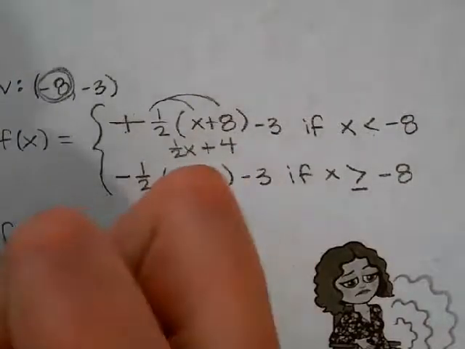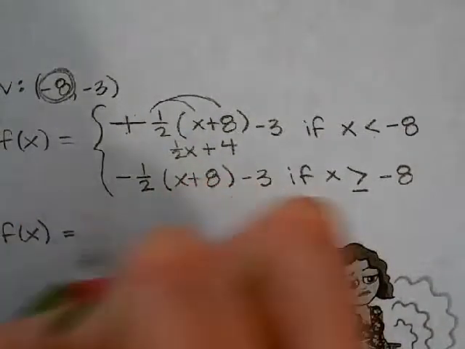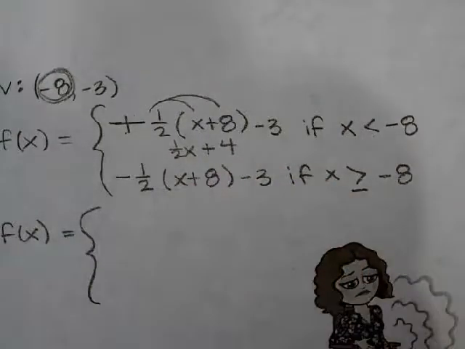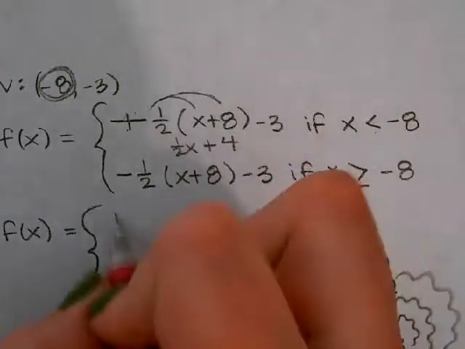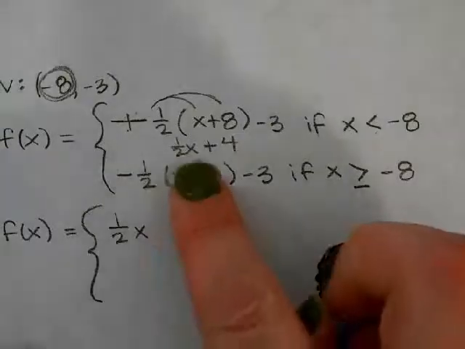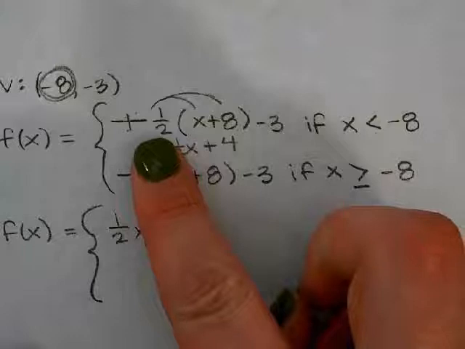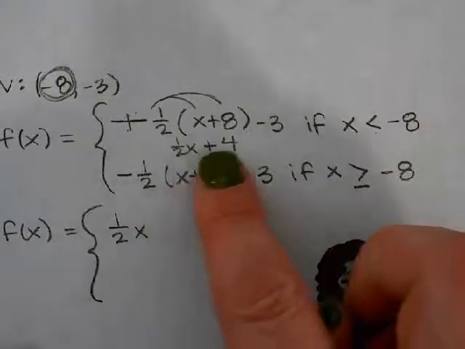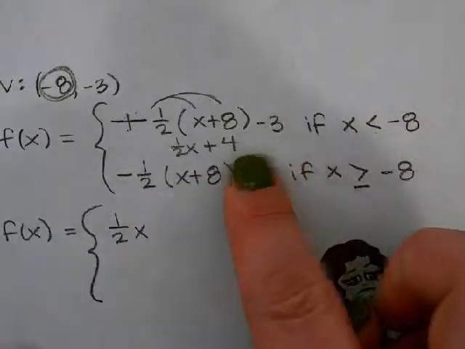So I get 1/2 x, and then what? I multiplied the 1/2, so I got 1/2 x plus, and then what's my number? Plus 1. If x is less than -8.